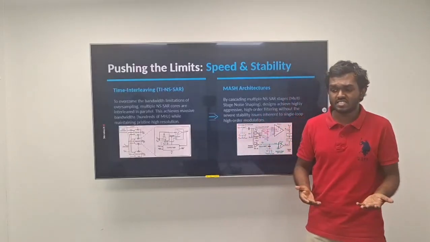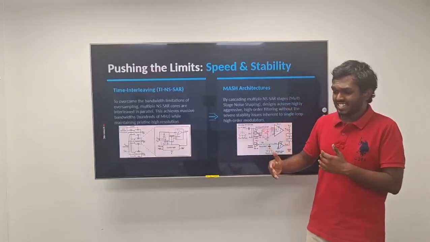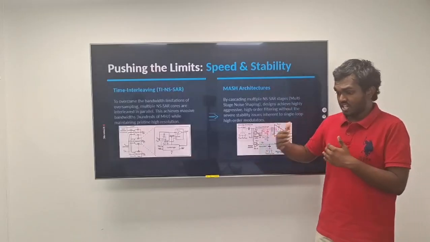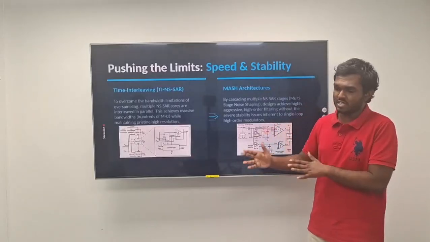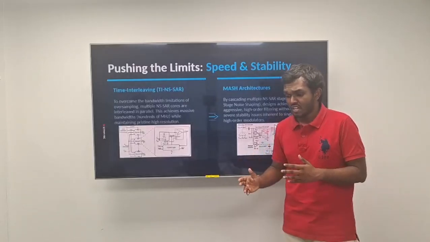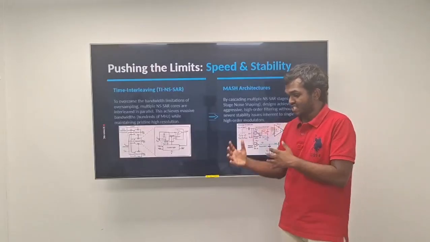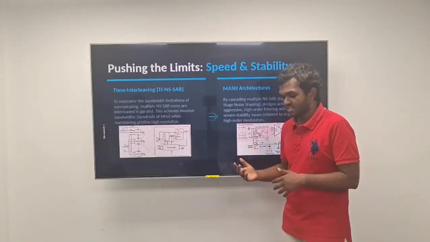And the second one is multi-stage noise shaping. This tackles a different issue. High order noise shaping in a single loop tends to go unstable, like feedback screech on a microphone. So you get the same aggressive noise reduction without instability risk by using this.